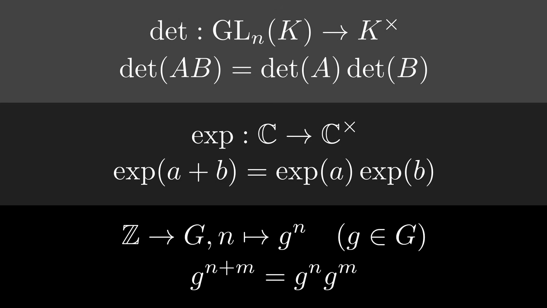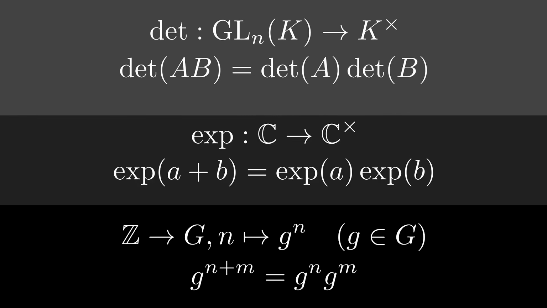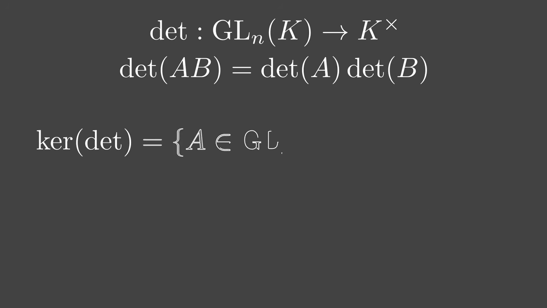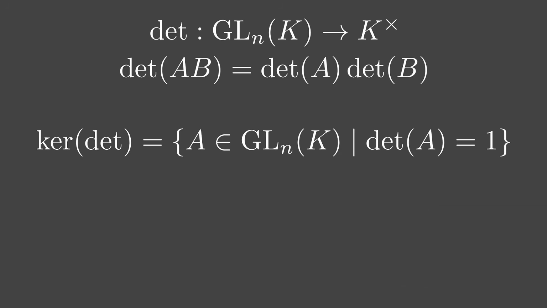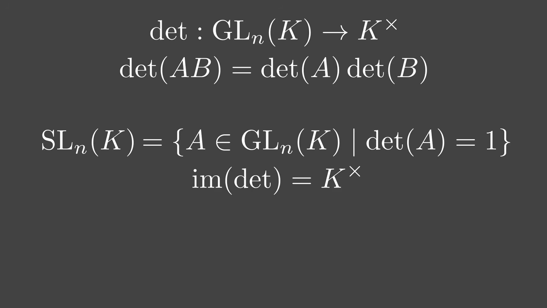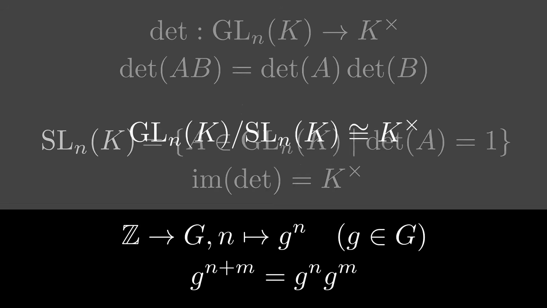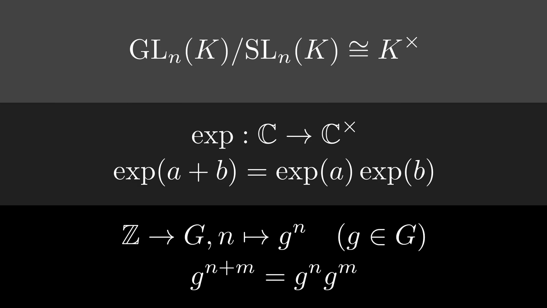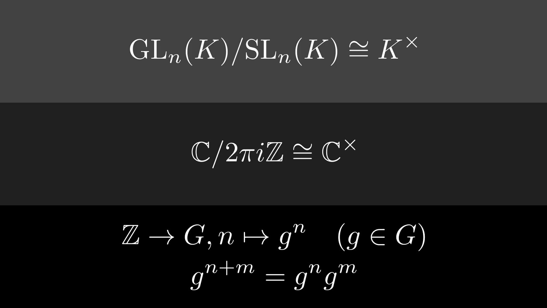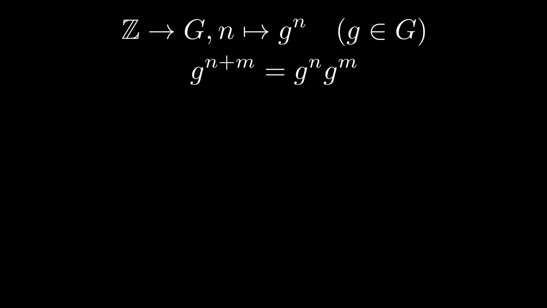Let's apply the theorem to our previous examples. For the determinant homomorphism, the kernel consists of matrices with determinant 1, which is known as the special linear group. The image covers the entire codomain, so we conclude that the quotient of the general linear group by the special linear group is isomorphic to the multiplicative group of the field. For the exponentiation map, the kernel is the set of all integer multiples of 2 pi times i, so we get this isomorphism.